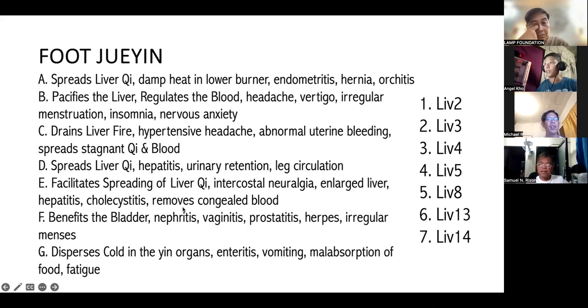Answer ko po is letter G. Okay. Disperses cold in the yin organs. Okay. Because ito kasi yung front mu ng spleen, diba? Sa malabsorption of food, fatigue. So this is a given.